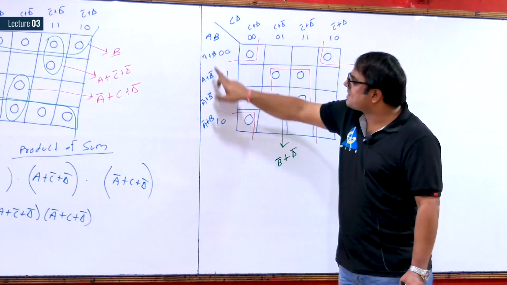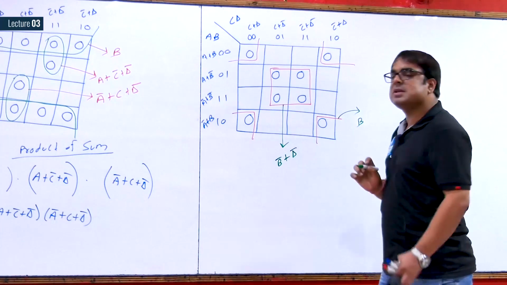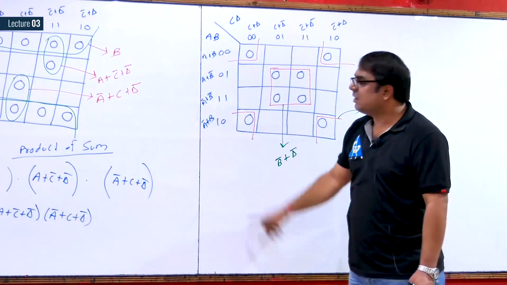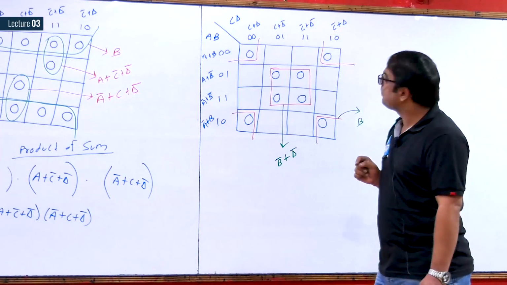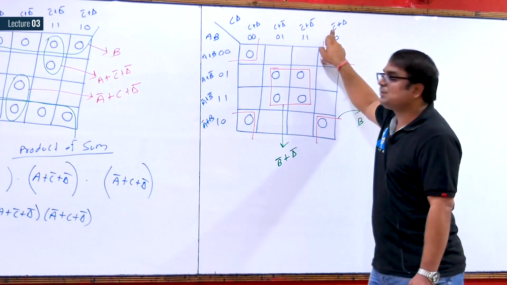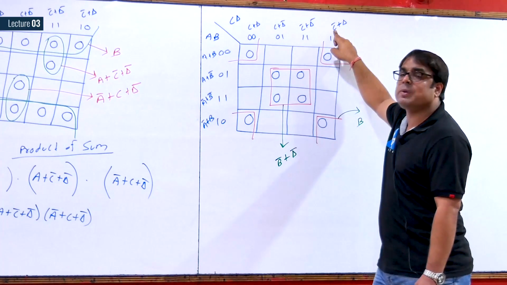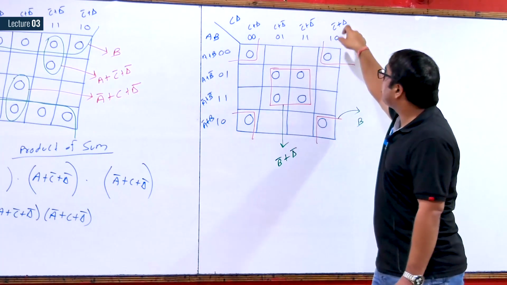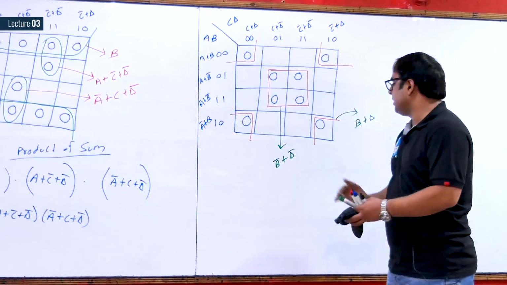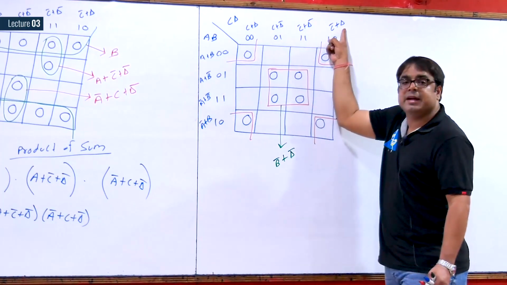So what is common from this side? B is common from this side for the corner quad. What about C and D? C and C complement will reduce for the corner quad. So what is common? D is common for the corner quad. B is common from this side in the corner. D is common from this side in the corner.